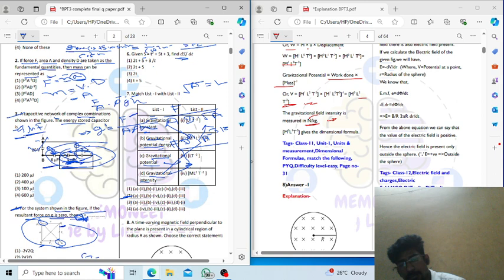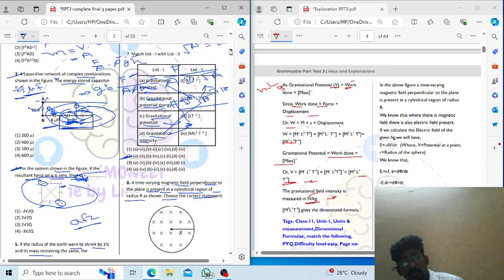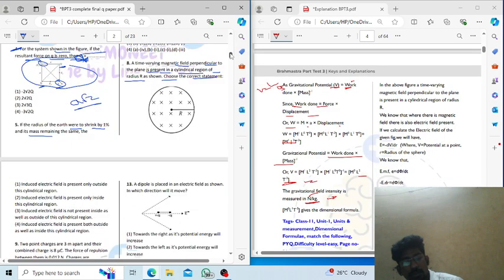Okay, now move on to the next one, question number 8. Question number 8 is a tricky one. A time varying magnetic field perpendicular to the plane is present in a cylindrical region of radius r. Choose the correct option. I think you guys will be confused, but this is related to electric field only.